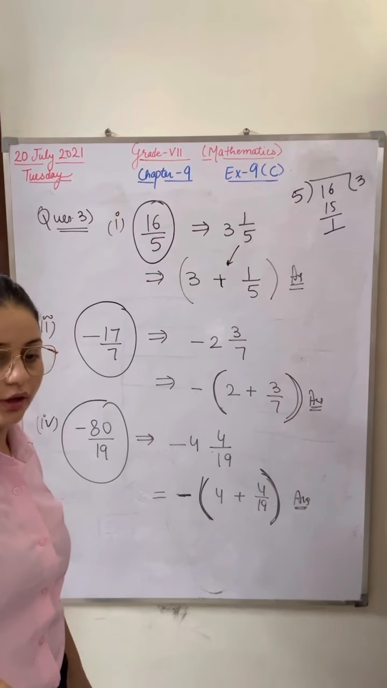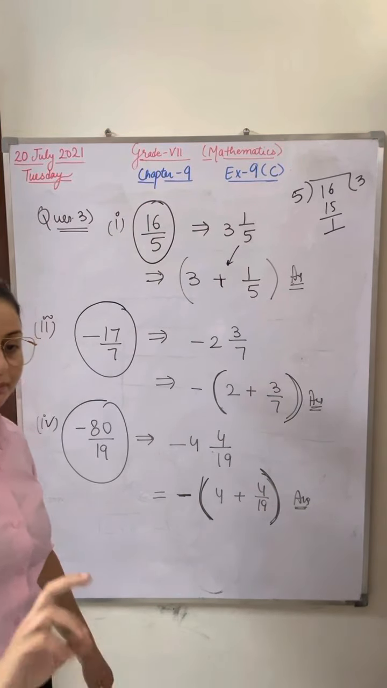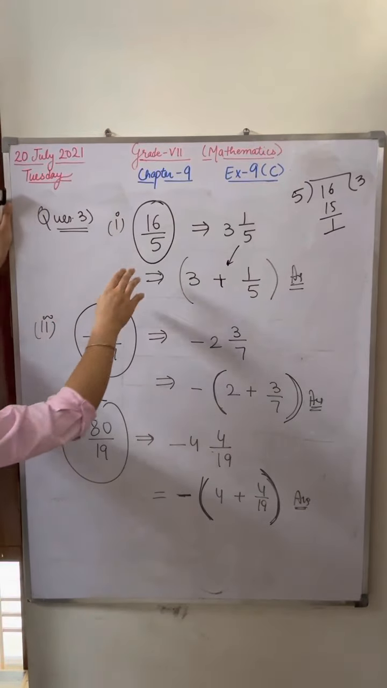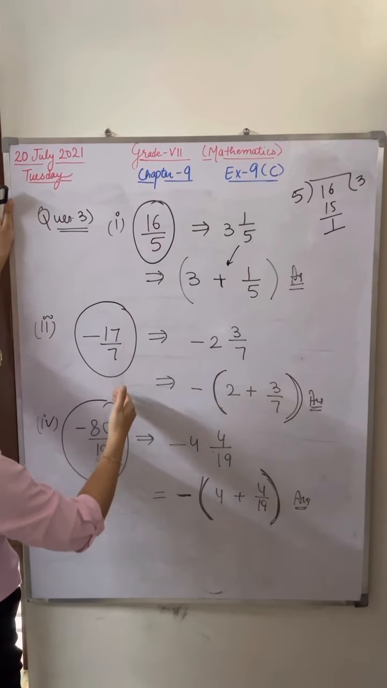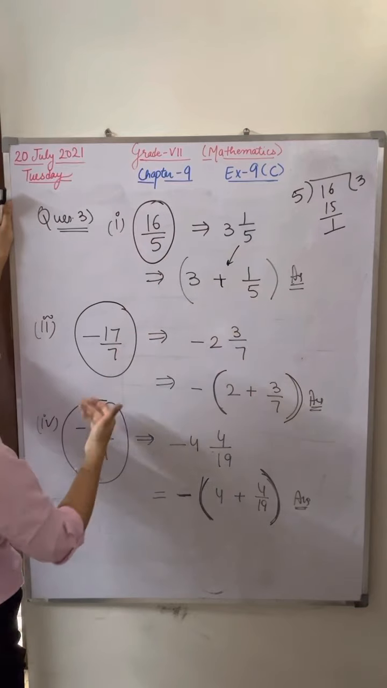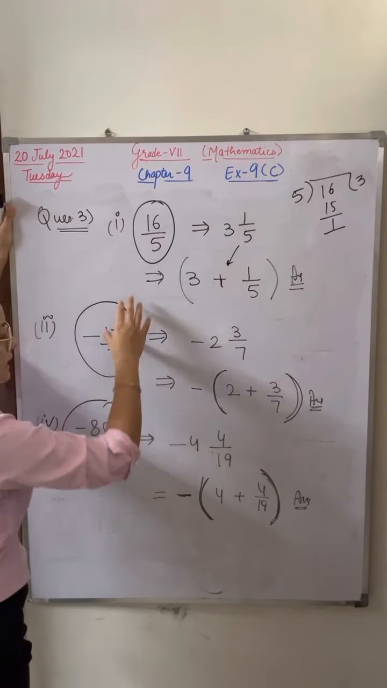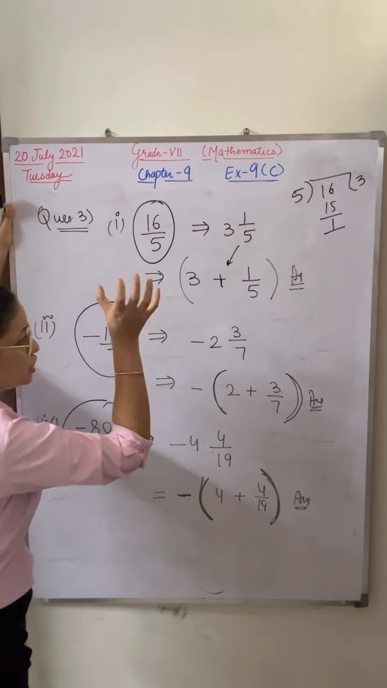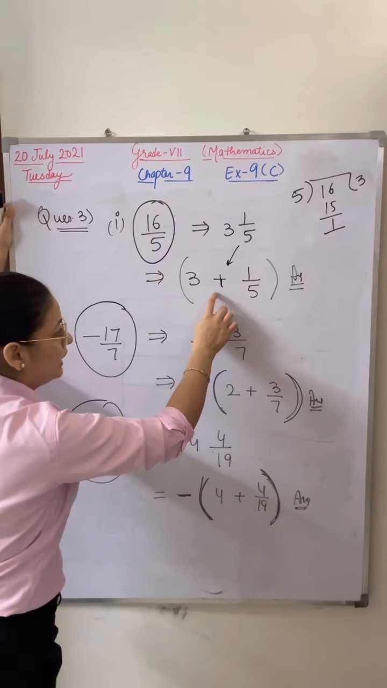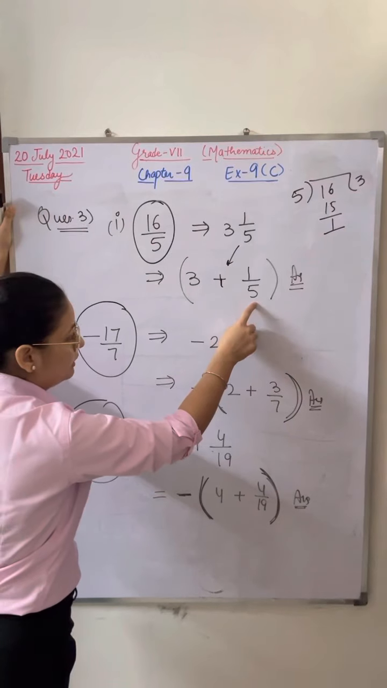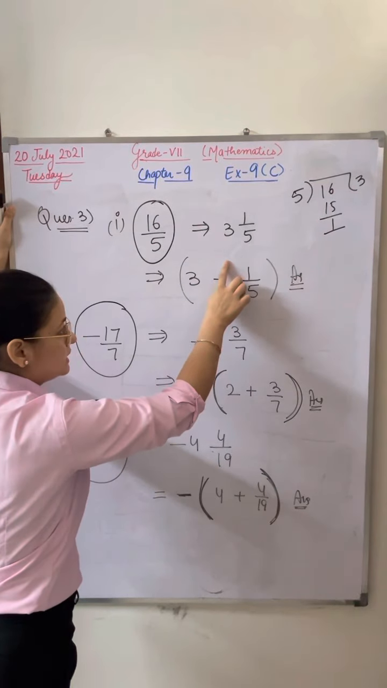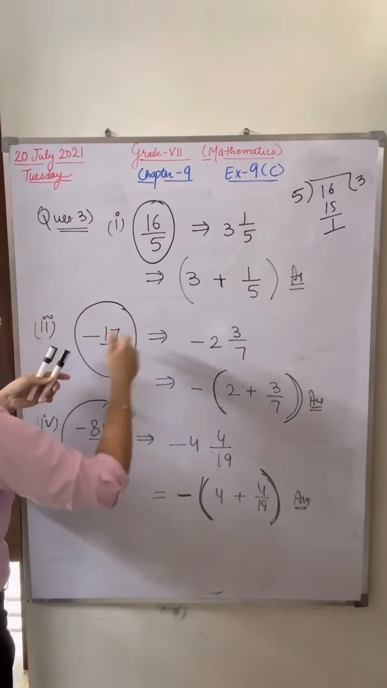Those who have joined the class right now, I am repeating this step once again. In the third question, rational numbers are given to you. Some are positive, some are negative. I'm giving you the third part for homework. In all these rational numbers, you have to show the answer in the form of addition of an integer and a rational number.